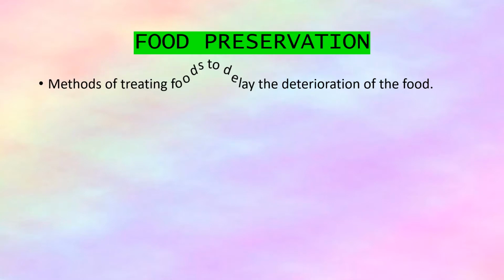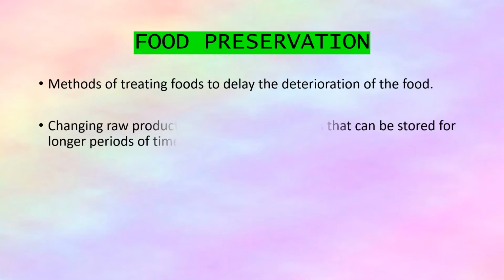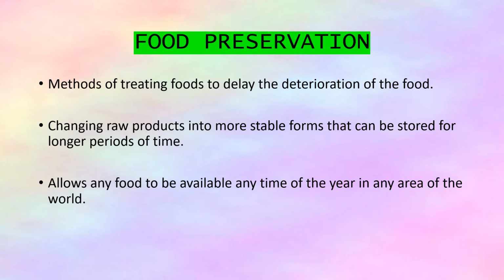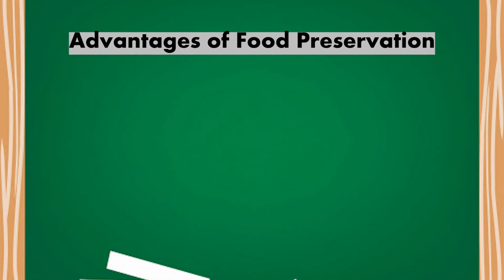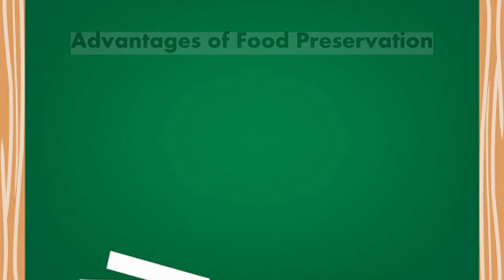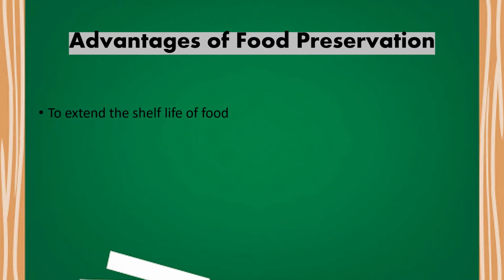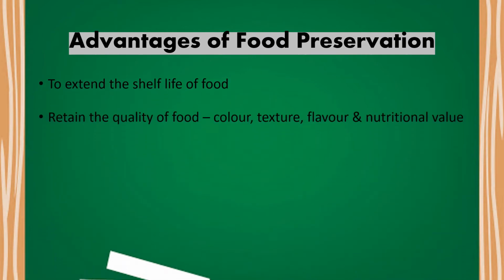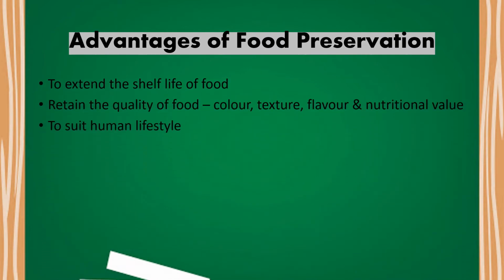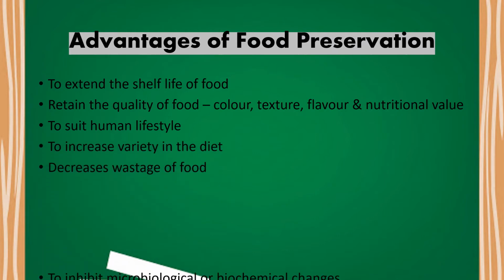Food preservation is a method of treating foods to delay the deterioration of the food. Food preservation, changing raw products in... Advantages of food preservation: to extend the shelf life of food, and to retain the quality of food in terms of color, texture, flavor, and nutritional value.